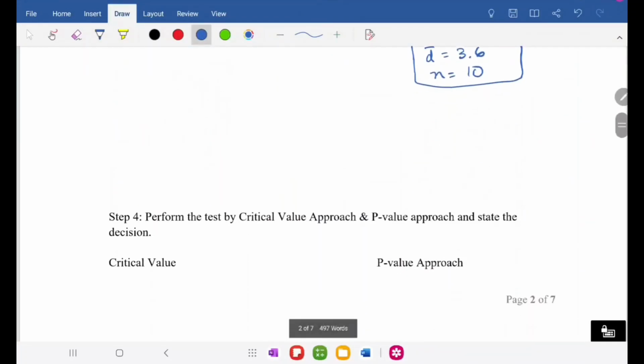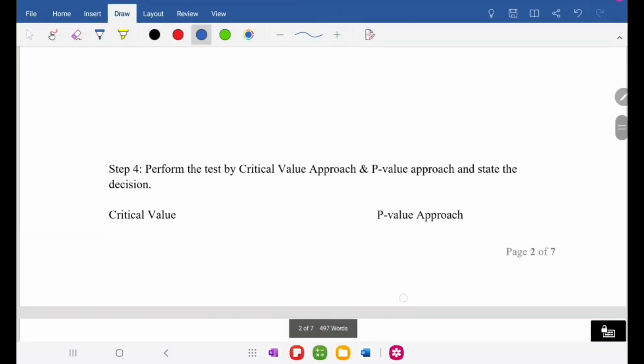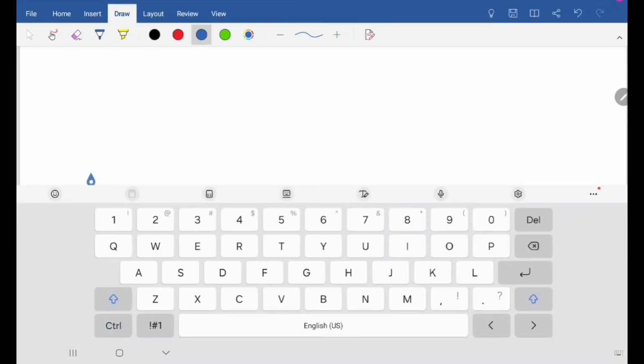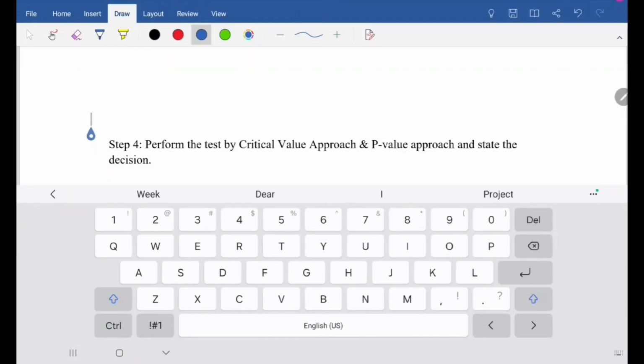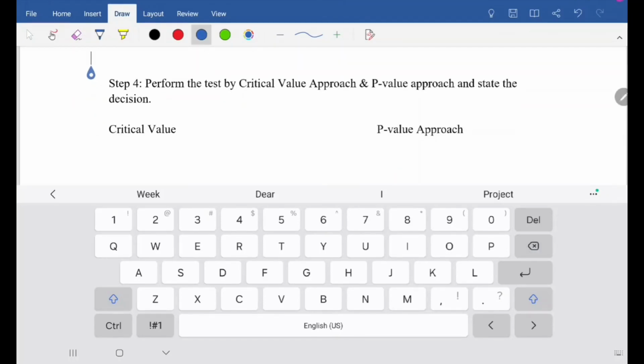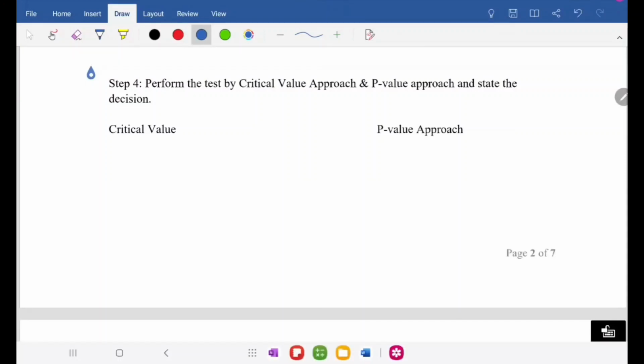So now we go on to perform our, and I'm going to move this up a little bit to get some space here. Just bear with me.